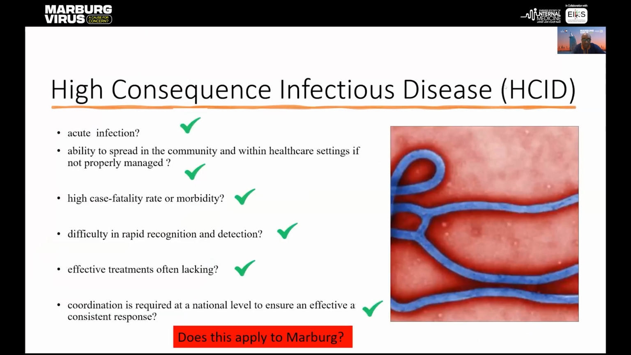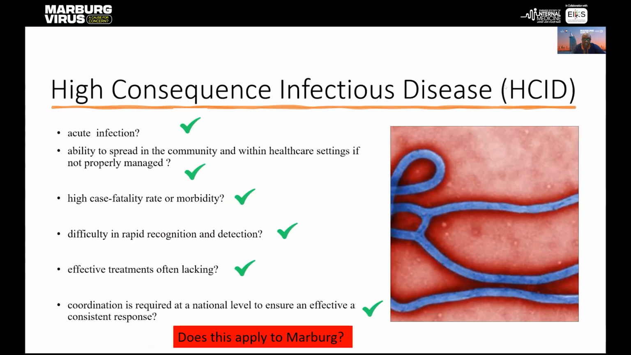We've all, I think, by now concluded that Marburg disease is a high consequence infectious disease because it causes an acute infection and has an ability to spread rapidly in the community and within healthcare facilities if not managed properly and the right measures not taken. It has a high case fatality rate of up to 88%, and high morbidity as well.